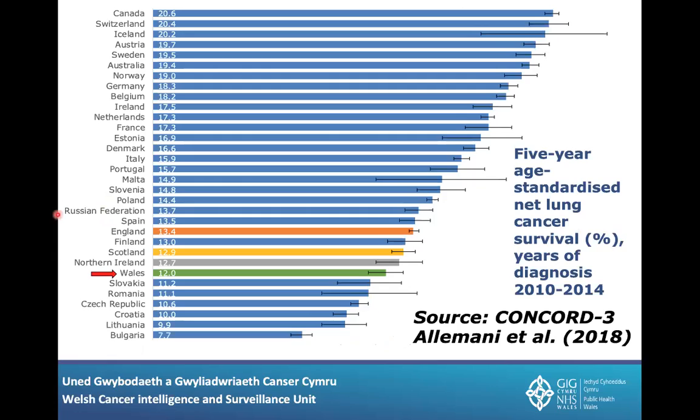So WCISU is and has been involved in two or three ongoing international survival studies. The Concord series of studies is a programme run by the London School of Hygiene and Tropical Medicine. And we collaborate with Professor Michel Coleman and his team on a regular basis on this. This is our latest work from that study. I think we're moving to Concord 4 now.